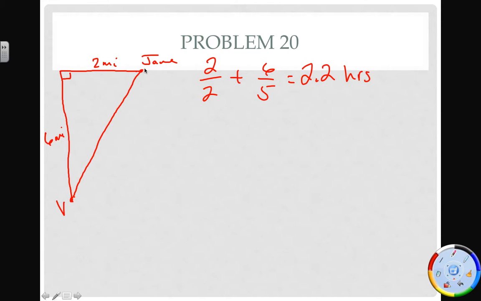Or what would happen if she just rowed? Well, 6 squared plus 2 squared is 40. So this is the square root of 40. That's the length of this if she just rowed down to the village. Well, if she just rowed down to the village, she would take square root of 40 over 2, because that's how fast she rows. And the square root of 40 divided by 2 is 3.16. So it's going to take her 3.16 hours to row only and 2.2 hours to do a direct route both directions. But here's the thing. That might not be the shortest time period.